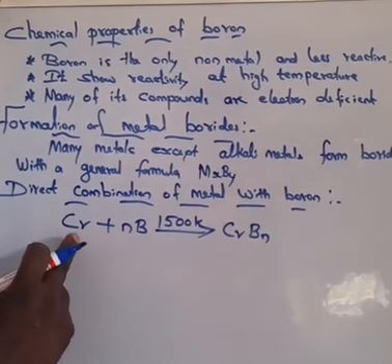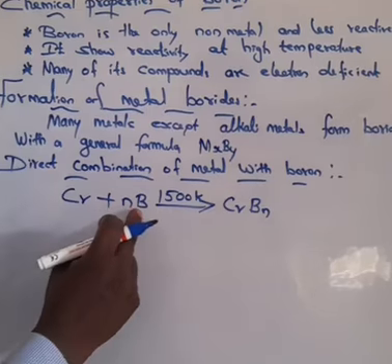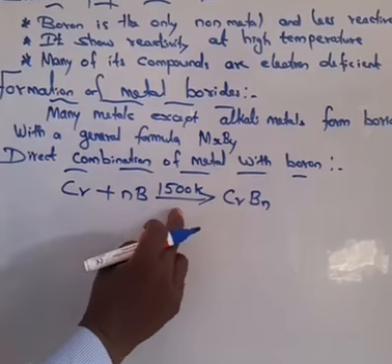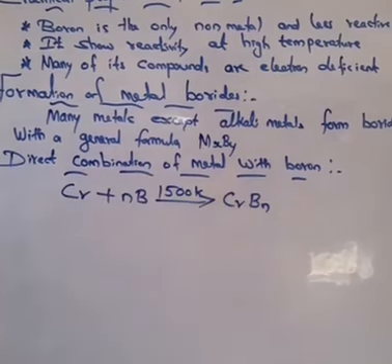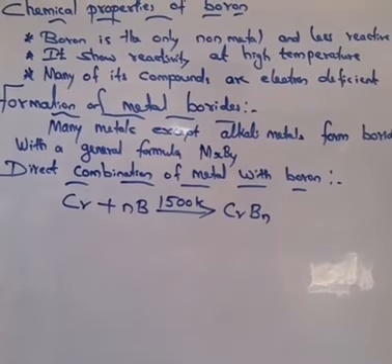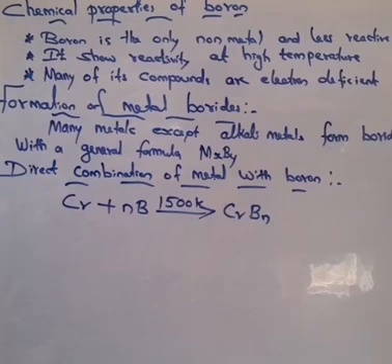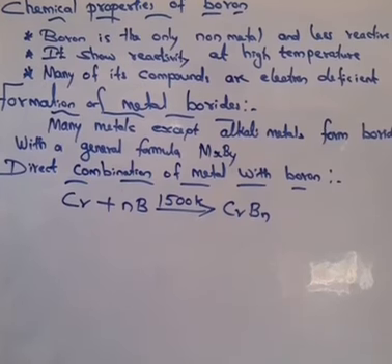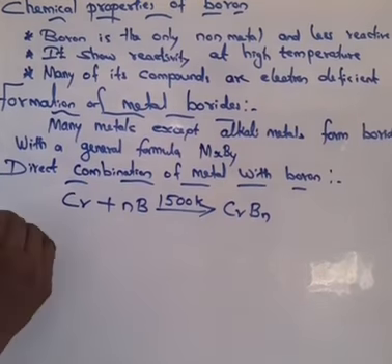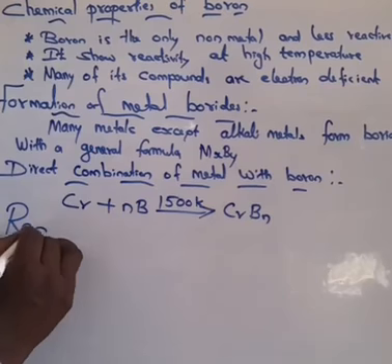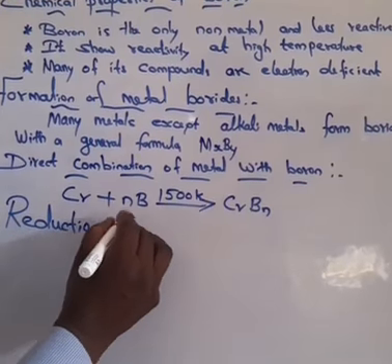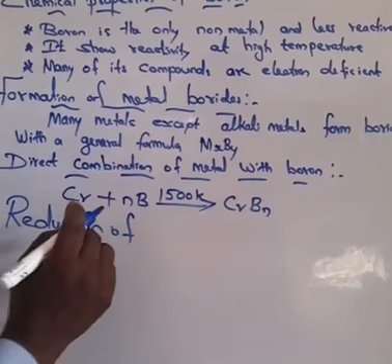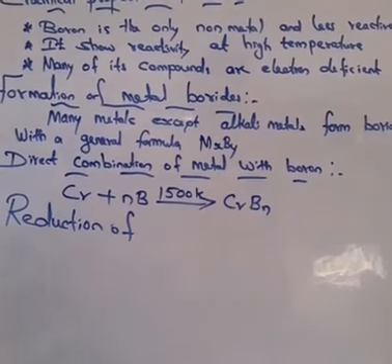This is the first equation. Can you write this equation? Chromium plus boron, the temperature is 1500 Kelvin, we get a metal boride. The second equation is reduction of boron trihalide.